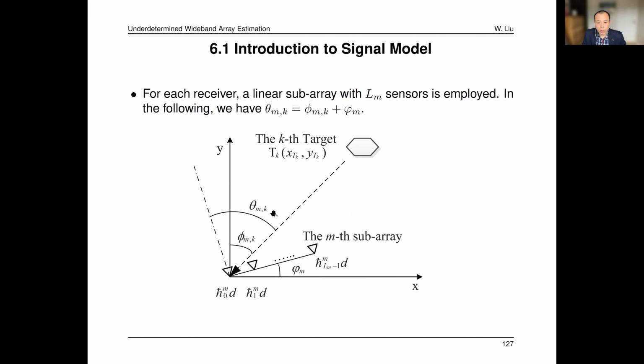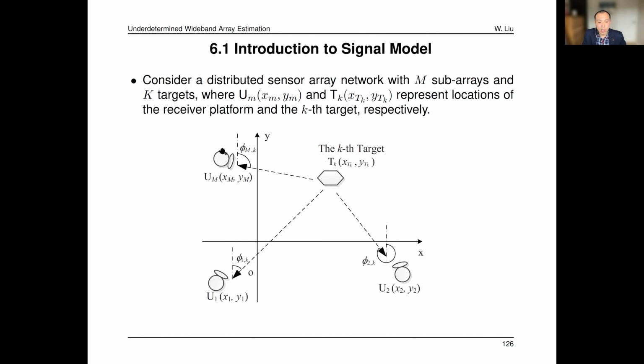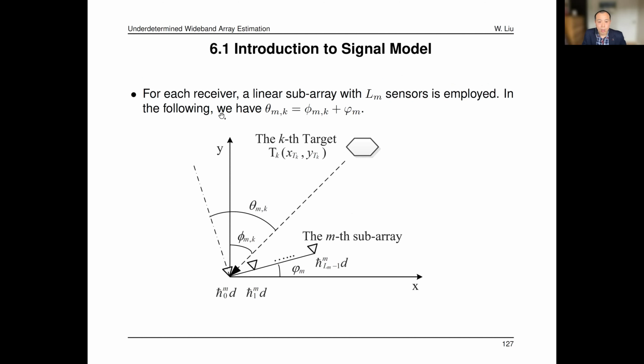That's the layout. And for each receiver, each platform, a linear subarray with L_M sensors is employed. So for each platform, you have a linear array here. This is a linear subarray, okay? The M-th subarray. And this subarray has a rotation angle relative to the x-axis. Okay, this is a rotation angle relative to the x-axis.